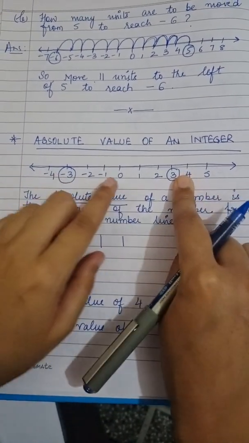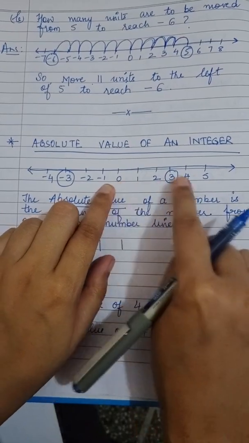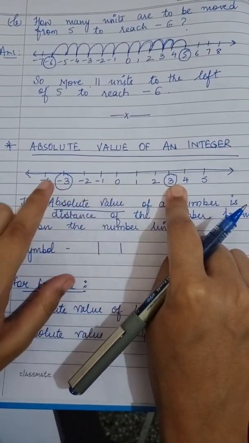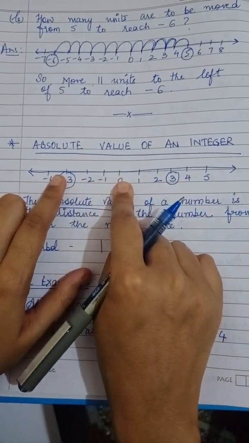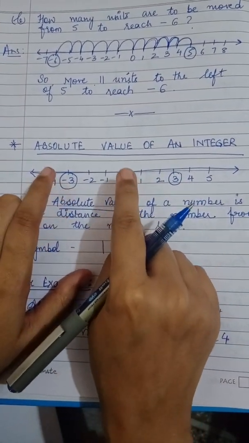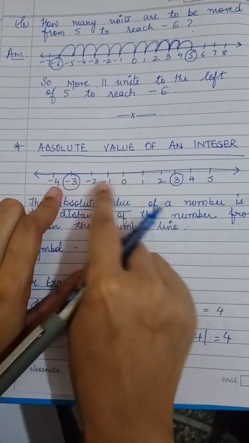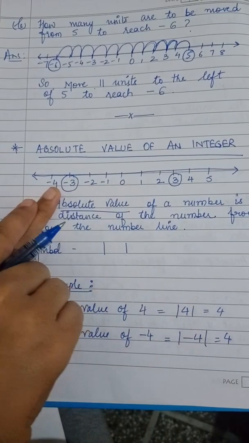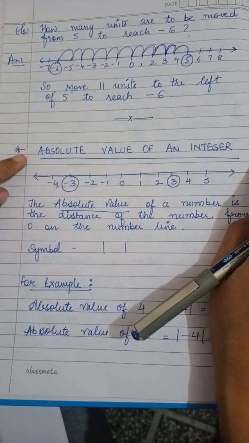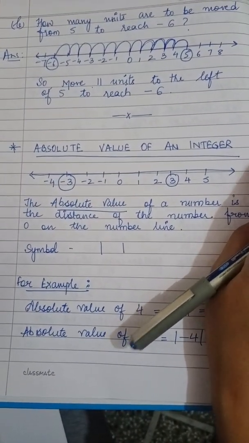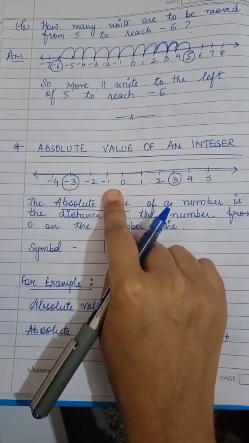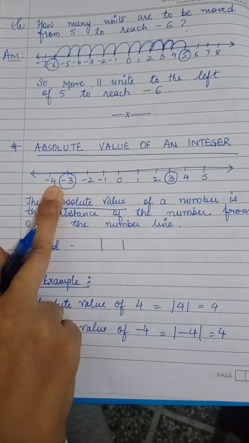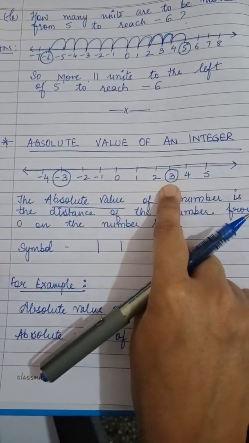Right, for example, if I talk about 0 and 3, what is the distance between 0 and 3? You will get 3. And what is the distance between -3 and 0? It will be 3. What is the distance between 3 and 0? Here also it will be 3, but the minus sign indicates that this is to the left of 0. So the absolute value means the distance of the number from 0, whether it is to the right or to the left. The minus sign only indicates the left side and the plus sign indicates the right side.